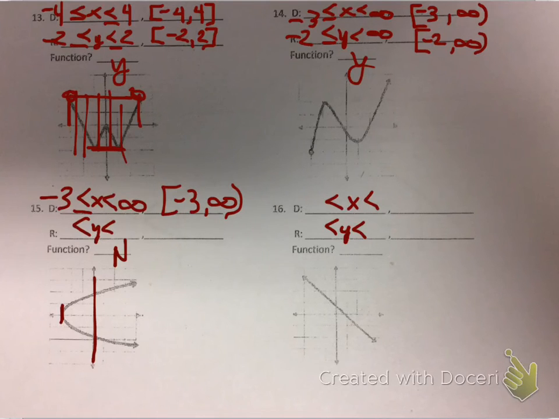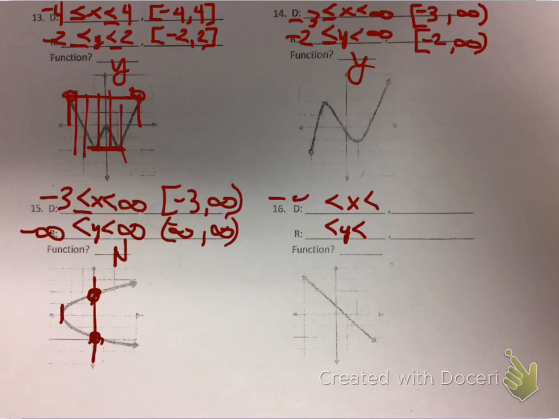Then it goes forever down, negative infinity to positive infinity. Parentheses, negative infinity, comma, positive infinity. Not a function, because it fails the vertical line test at, say, those 2 points. That means x is repeating.